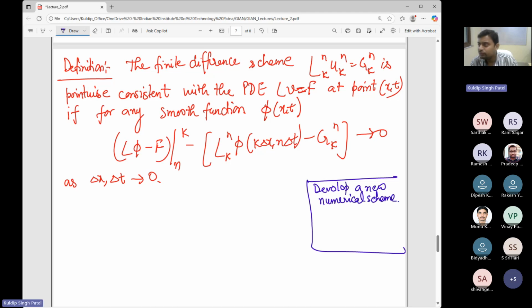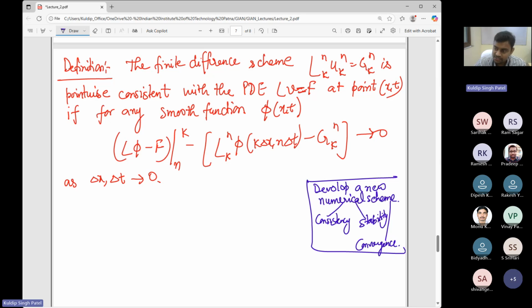So how will you ensure that your numerical scheme is useful for any equation, maybe for the heat equation only? Try to understand that you have to prove its consistency, you have to prove its stability, and you have to prove its convergence. If you can prove that, then you can develop any new numerical scheme, and that will be a good contribution.